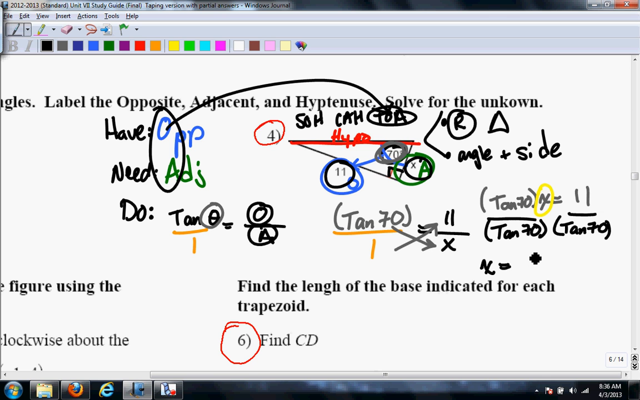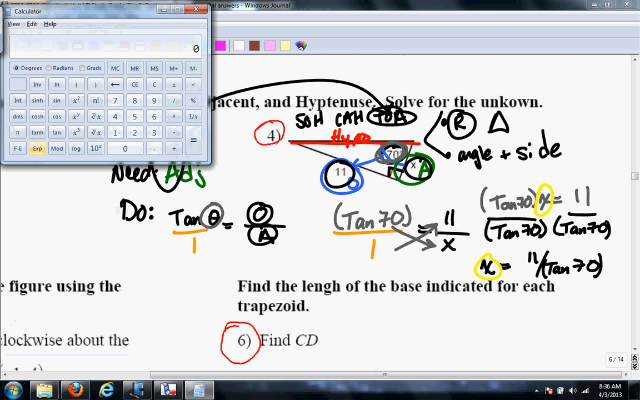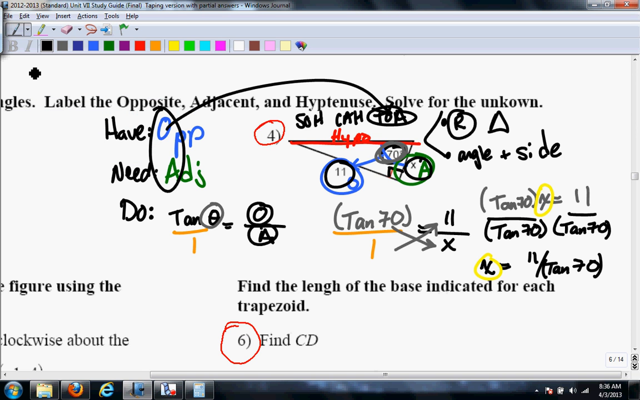Now we have x equals 11 divided by the tangent of 70. X is by itself. So now you may pick up your calculator. So we're doing 11 divided by the tan of 70 on your calculators. So I'm going to do 11 divided by, my calculator is 70 tangent. Make an equal sign. And I get 4.00. Usually I tell you to round to the tenths place. Since that's a double zero, we'll just call it 4 straight up. So here, our x equals 4.